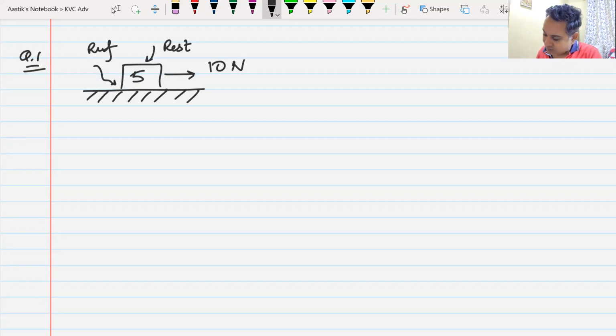Can you tell me what type of frictional force is acting on the body and what is the value of the frictional force? What type of friction is acting on the body and what is the value of that frictional force?